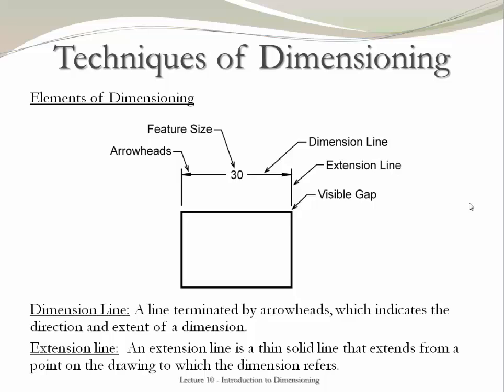Let's now talk about the elements of dimensioning. The dimension line indicates the direction and the extent of the dimension. It usually ends in an arrowhead. The extension line is a thin, solid line that extends from a point of the object where the dimension is taken. Notice that there is always a visible gap between the object and the extension line.